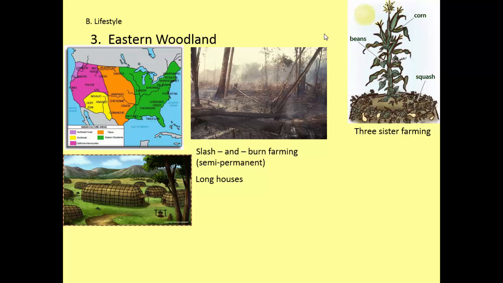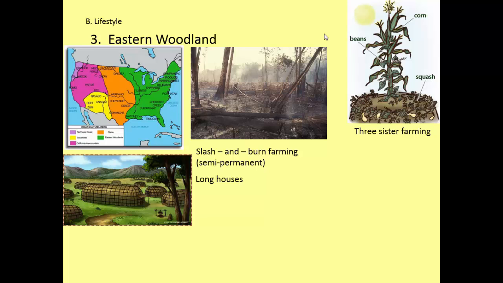Next, the Native Americans in the eastern woodlands will engage in what is called three-sister farming. They have 3 primary crops that they're going to use. Of course, maize, we see in this picture corn, so they use that to grow. And then the corn will act as a trellis or something for the beans to grow up, because the bean is a vine, it needs something to grow up. And so these 2 crops will help one another.